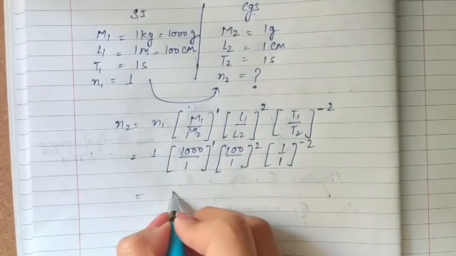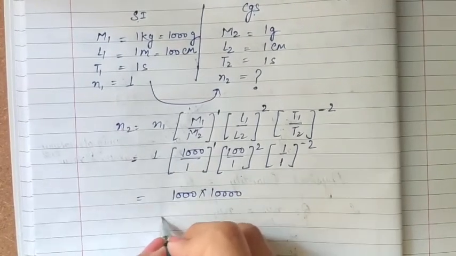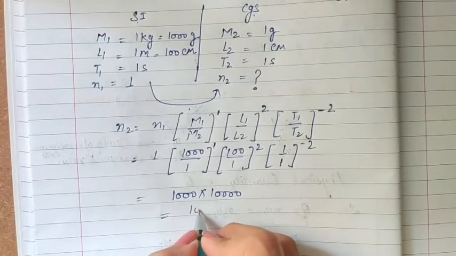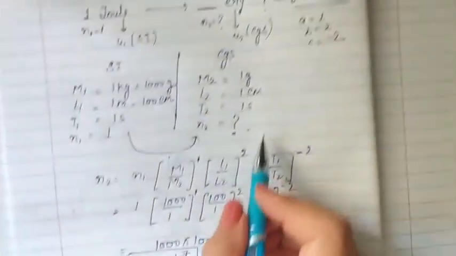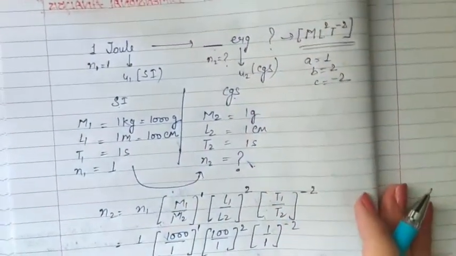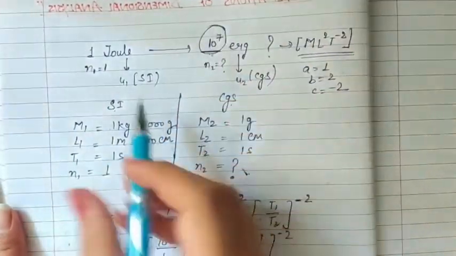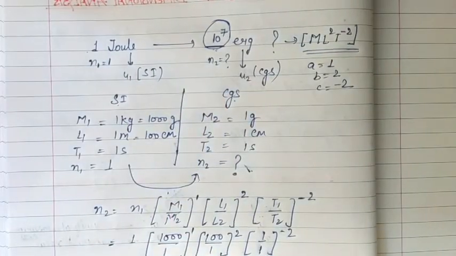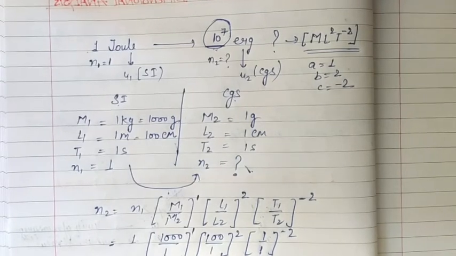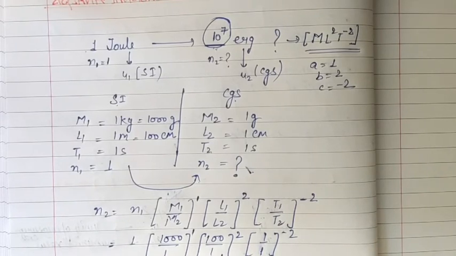On solving this we get 1000 into 10,000, that means it's going to be 10 to the power 7. N2 is equal to 10 to the power 7. That means 1 joule is equal to 10 to the power 7 ergs. So 1 joule in SI is equal to 10 to the power 7 ergs in CGS. This is the technique for how we can use dimensional analysis to convert one form of unit into another, to convert one system to another system.